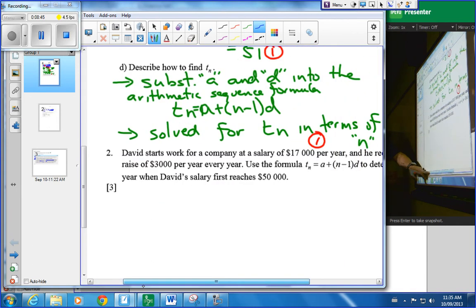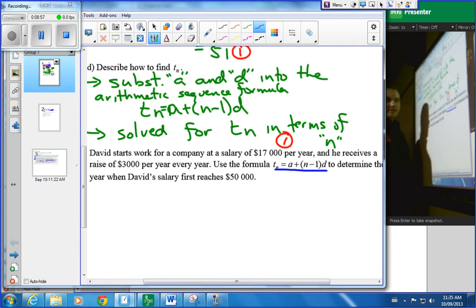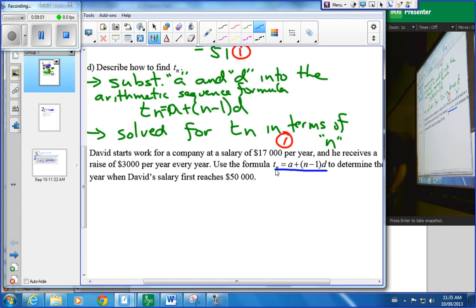Okay, question 2. David starts work for a company at a salary of $17,000 per year and receives a raise of $3,000 per year every year. Use the formula. Oh, that's nice of them. They give you the formula, right? But again, you made your own formula sheets that you bring in, or if you want to call them your cheat sheets, your foldables, whatever you call them. So you should have had that. Determine the year when David's salary first reached $50,000.